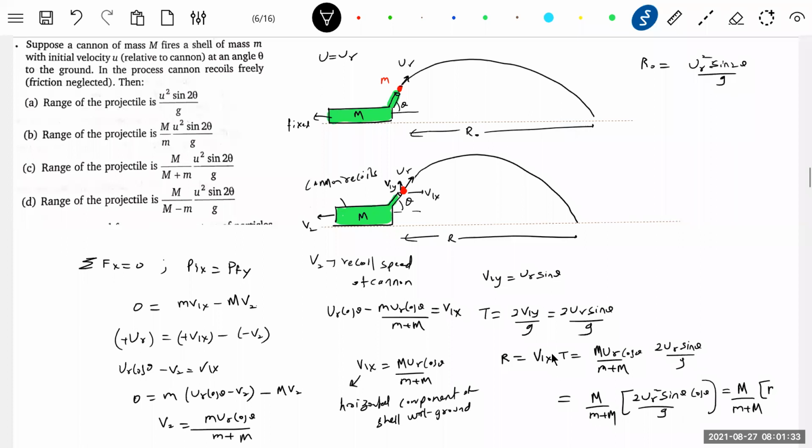Shall we write it as R naught or u r square? Range, will it be less than R naught or greater than R naught? That's the only thing which I'm asking here. Definitely R will be less than R naught. So if the cannon recoils more, what is the problem? The range will decrease. So therefore, making the cannon heavier is very important. If you make the cannon heavier, transportation is a big problem.